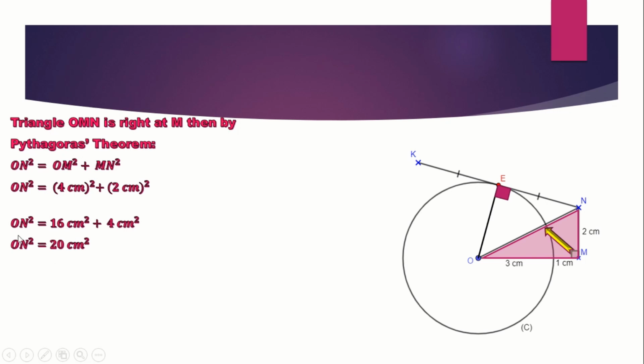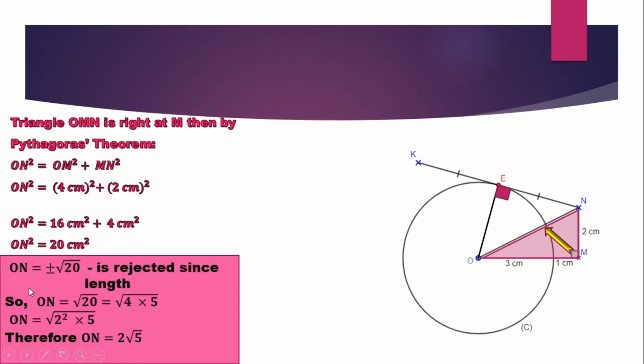Well, we have just calculated ON squared, but we need ON. So to remove the square, we put plus or minus radical. So ON is plus or minus radical 20, but minus is rejected since it's a length. So we can say that ON is equal to radical 20, which is 4 times 5, so it's radical 2 squared times 5. Therefore, ON is 2 radical 5. Now we have calculated the length of ON. We still need to find the length of EN.